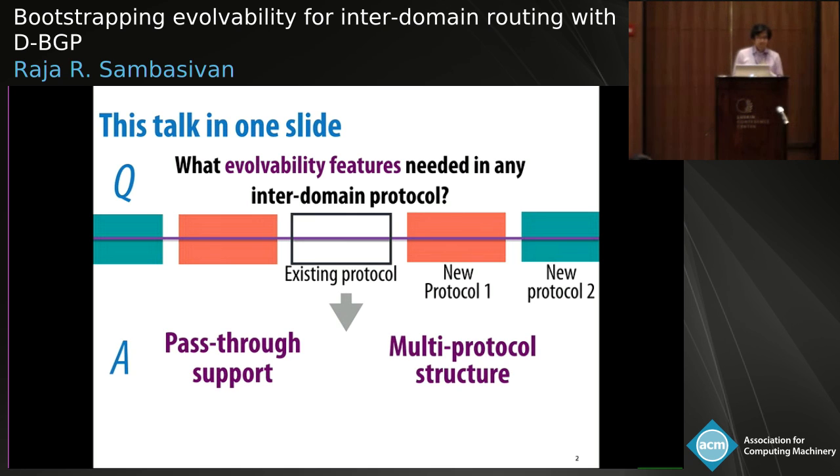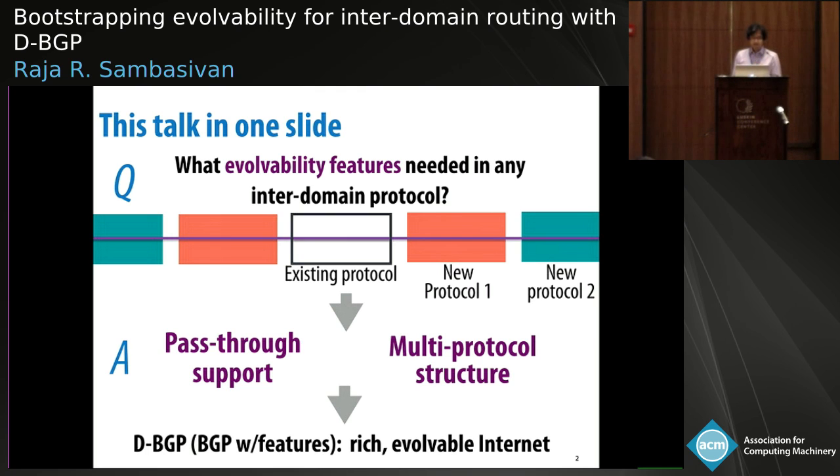We found that two really modest features were sufficient to enable evolvability. The first is pass-through support, which allows ASs or routers to transitively convey information about protocols they don't support to their neighbors. The second is a carefully systematized multi-protocol data structure that allows a huge diversity of routing protocols to participate on end-to-end routing paths. To understand the benefits these features could provide, if they had been included in BGP, we created an extended version of it called D-BGP. We found that D-BGP can facilitate an internet comprised of many inter-domain routing protocols.